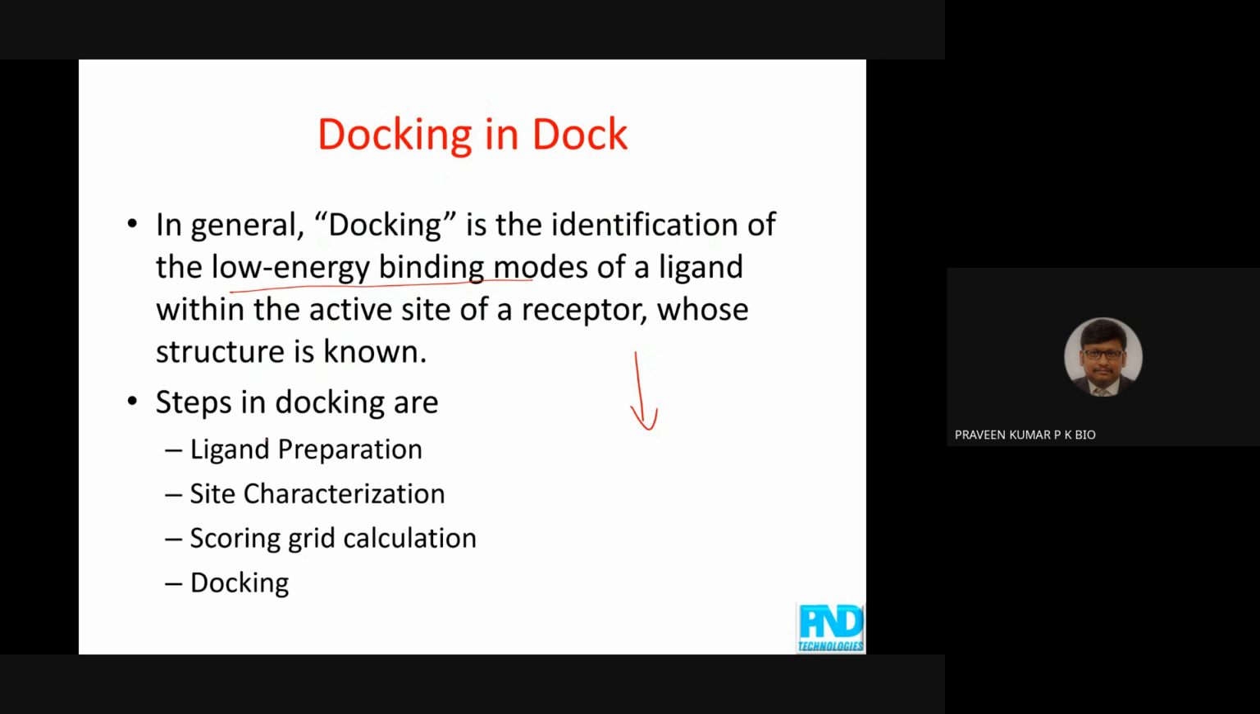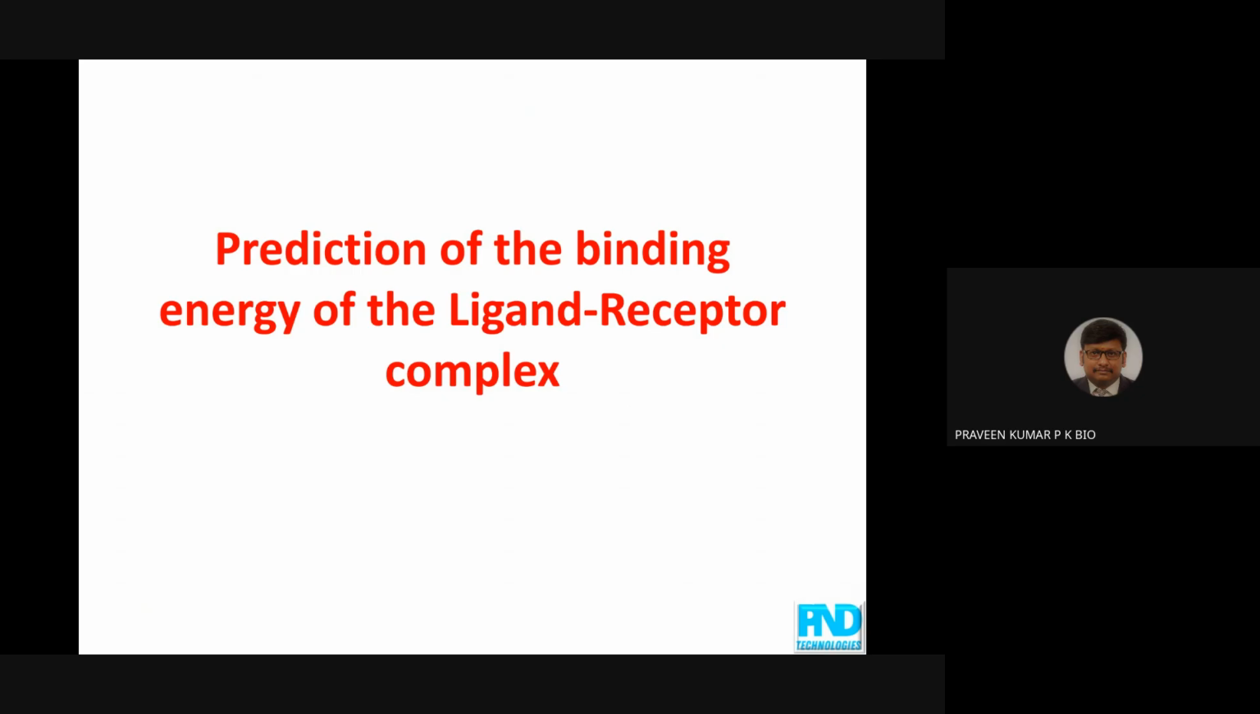Steps in docking. The first step is ligand preparation. The second is site characterization. The third is scoring grid calculation. The fourth is docking. These are the general steps in docking, whether it is a commercial tool or freeware. Now let me show you how the binding energy is calculated from AutoDock.